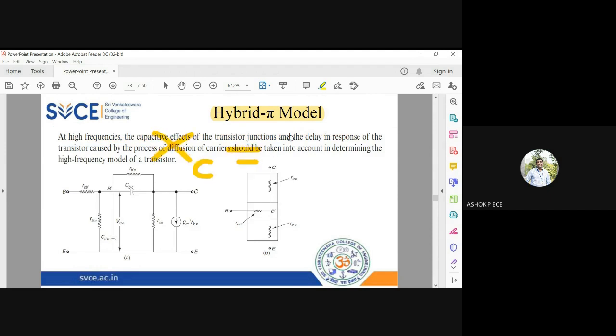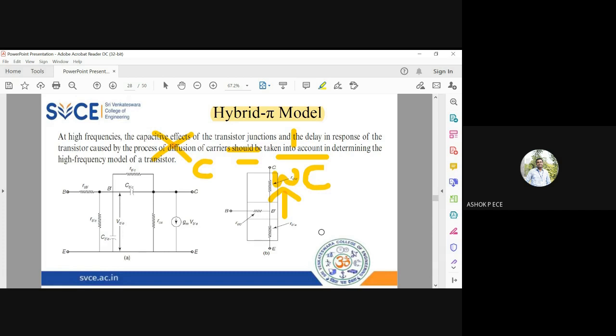The XC equal to 1 by omega C, correct? 1 by J omega C. Sometimes we call it as only omega C. At low frequency means when you put omega equal to 0, what is XC? Infinity, correct? The reactance is infinity means what is the meaning? The capacitance is open. Open, it will not disturb your circuit, correct? So at low frequencies, all the capacitive effects are zero because they are open.